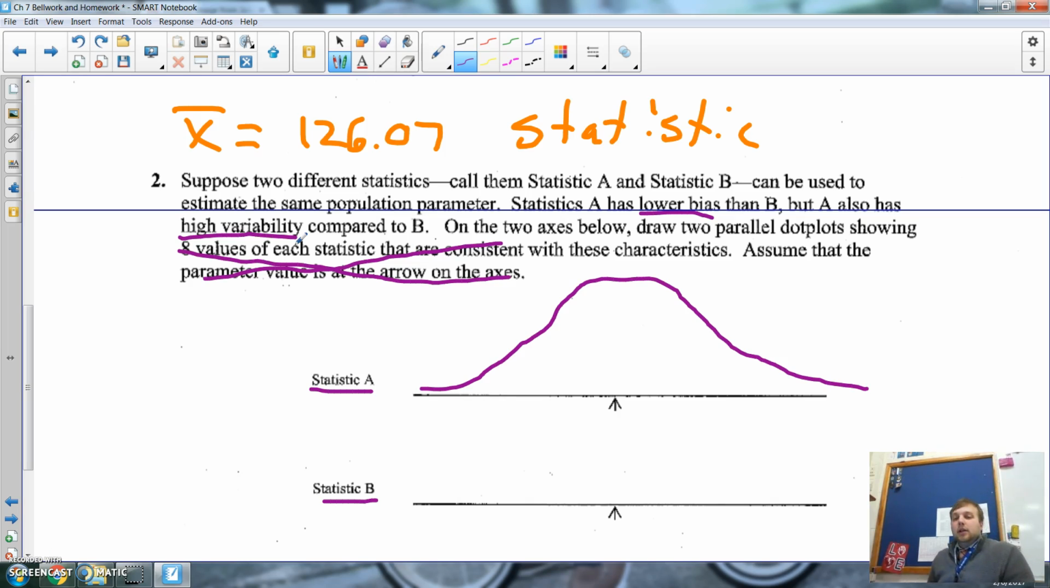Statistic B then must have a bias. So now it's up to you or me, where do we want to make this bias? Let's make the hill over here. Uh-oh, somebody's knocking. I'm going to make the hill over here, and I'm not going to make it as wide.